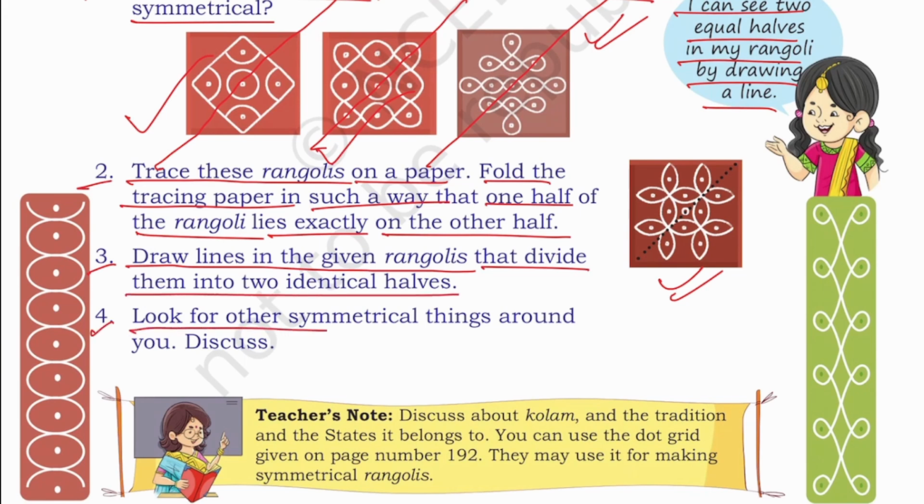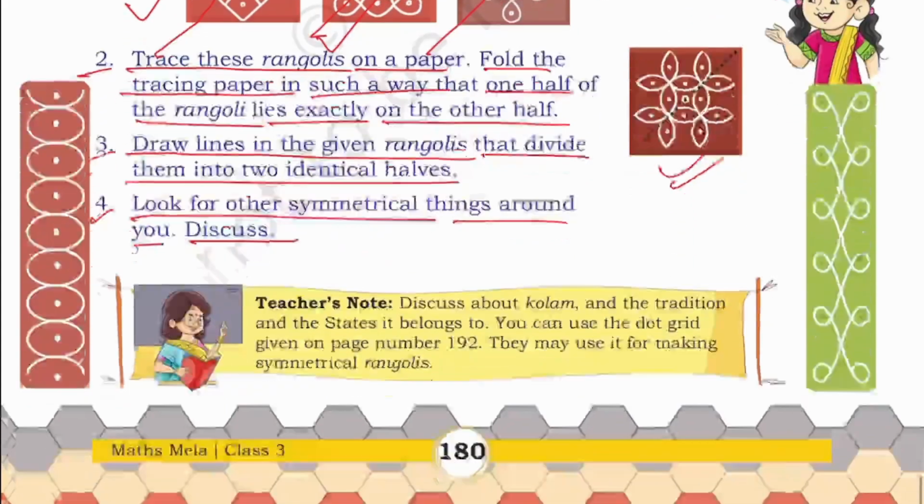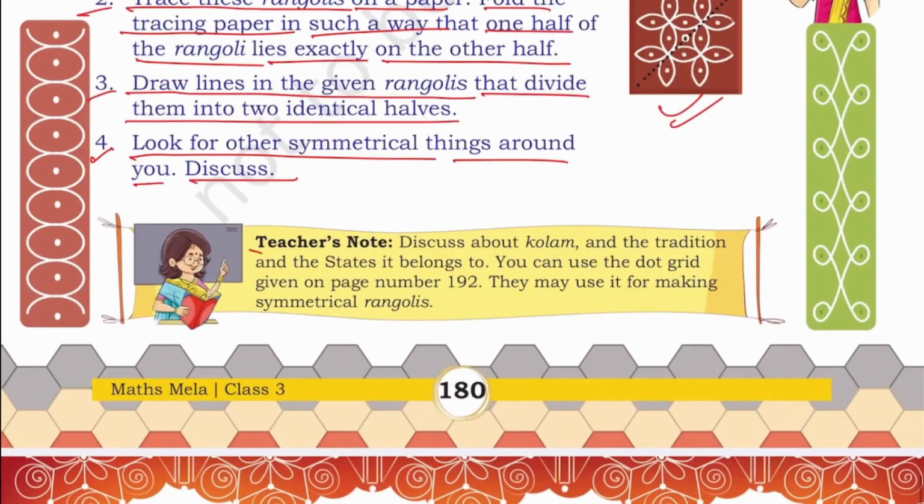Fourth, look at the other symmetrical things around you. Discuss. Teacher's note: Discuss about kolam and the tradition and the states it belongs to. You can use the dot grid given on page number 192. They may use it for making symmetrical rangolis.